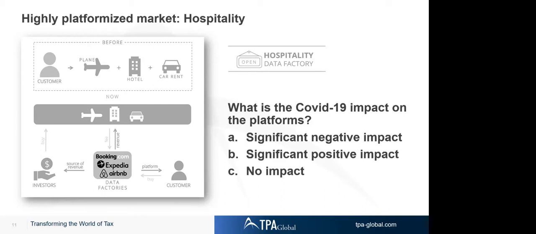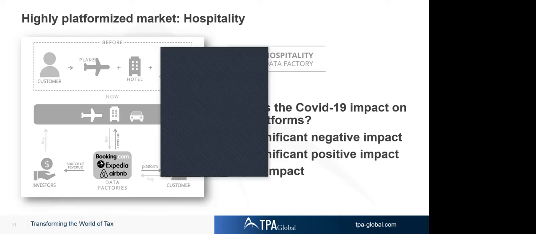Question to the audience, and I believe we have a poll even, or we didn't. Oh yeah, we do. I see a poll on the screen. What is the COVID-19 impact on platforms in this market? I'll give you all a couple of seconds to answer.